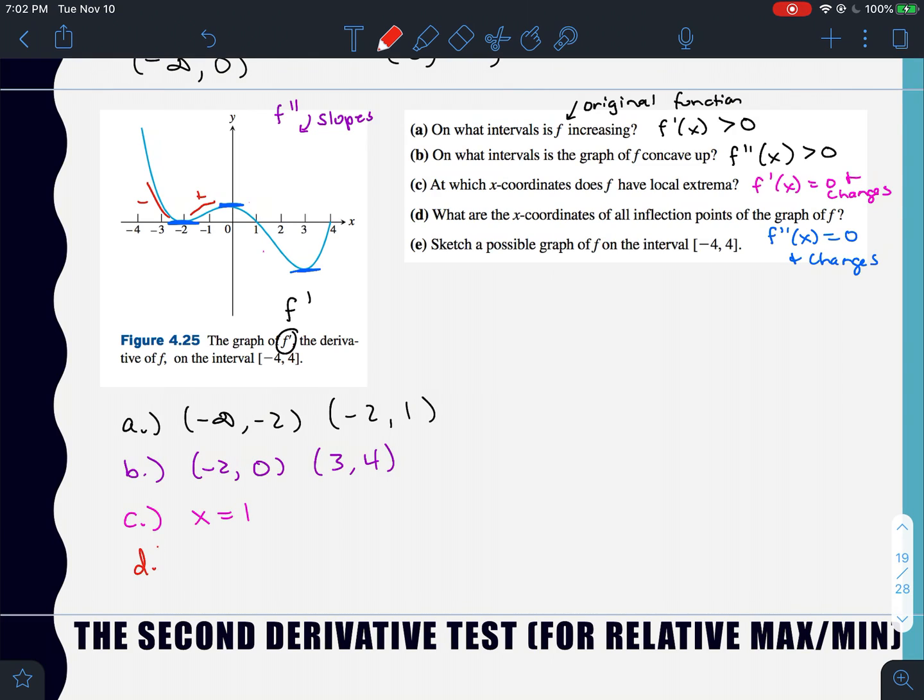Did the second derivative change signs at those? Well, it's going to be the slopes. So here the slope is negative, here the slope is positive. So at x equals -2, the slopes change signs, so we have a point of inflection at x equals -2.